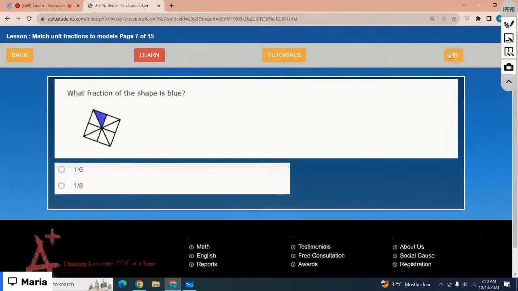What fraction of the shape is blue? Which is the correct option? The correct option is 1 out of 8, right? Yes, the correct option is 1 out of 8. Very good.